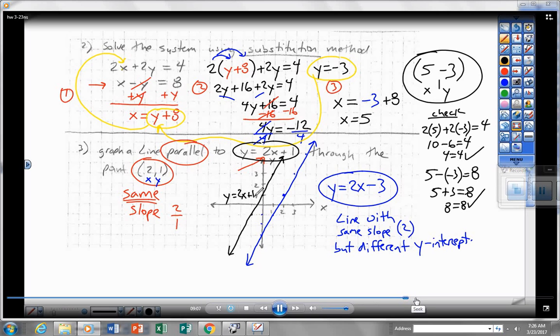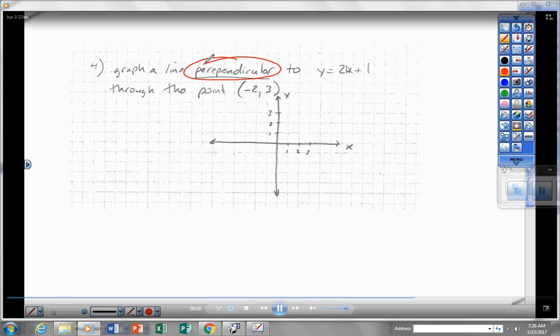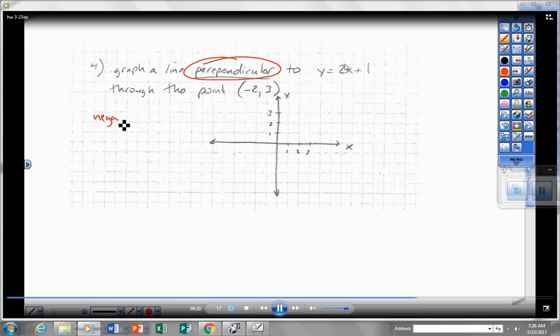Okay, next problem, number 4. Perpendicular lines. Perpendicular lines do not have the same slope. They have negative reciprocal slope. So negative reciprocal is taking that slope of 2, making it a fraction, and flipping it and making it the opposite. So if I take 2 over 1 and I flip it, it becomes 1 over 2, and I have to make that the opposite. So the opposite of positive 2 over 1 is negative. So that perpendicular line will have a slope of negative 1 over 2.